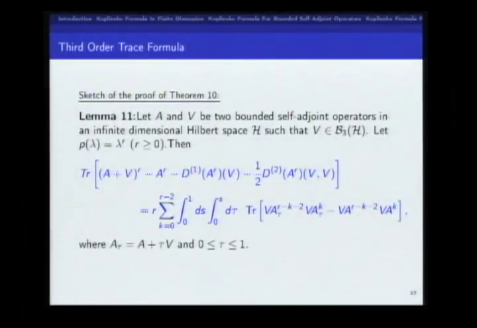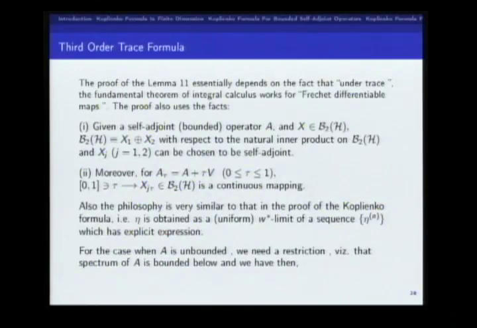If I derive this formula, well, under trace, the fundamental theorem of integral calculus works for a Fréchet differentiable map. And the following facts we use to get this, wait a minute. We also use the fact, given a self-adjoint bounded operator A and an X in Hilbert-Schmidt class, I can break the Hilbert-Schmidt operator class into a direct sum of x1 and x2. That is, x I can break up into x1 and x2 with respect to the natural inner product in B2H under trace, where each of the x1 and x2 can be chosen to be self-adjoint if x is. So A and x are both self-adjoint here.